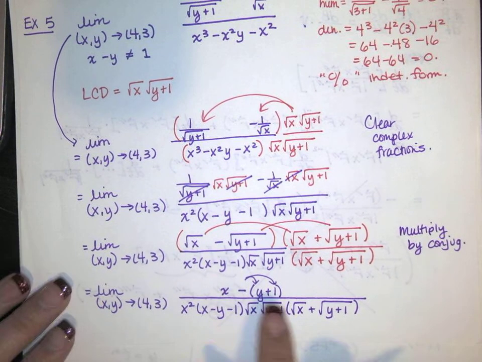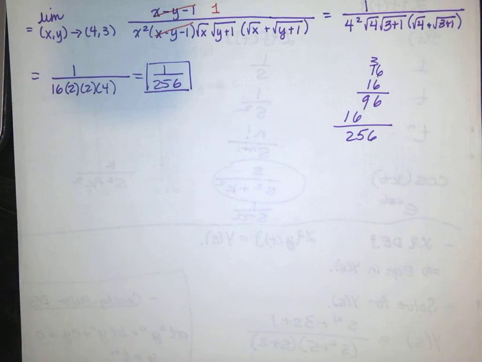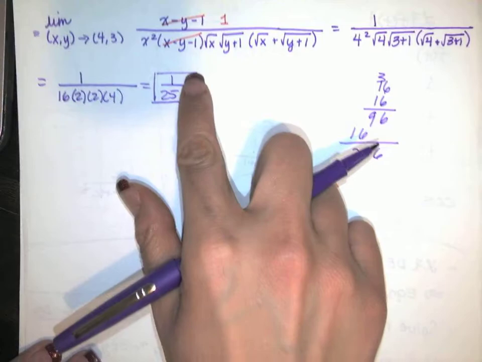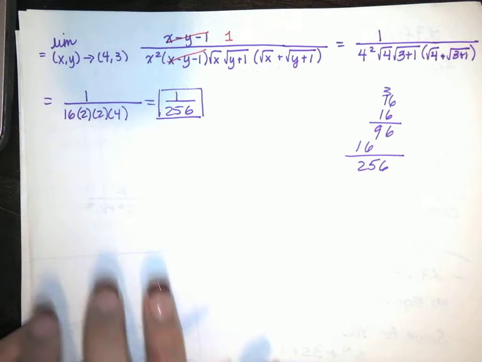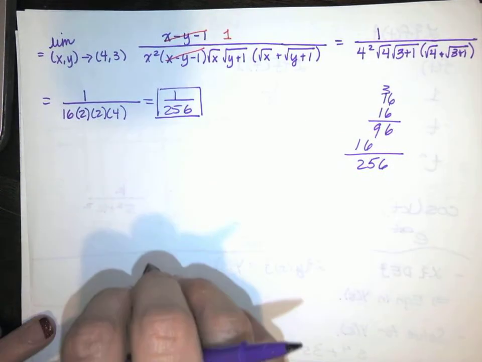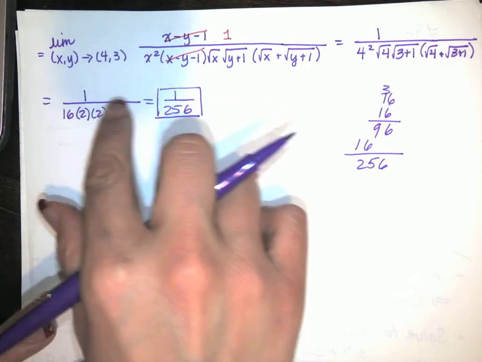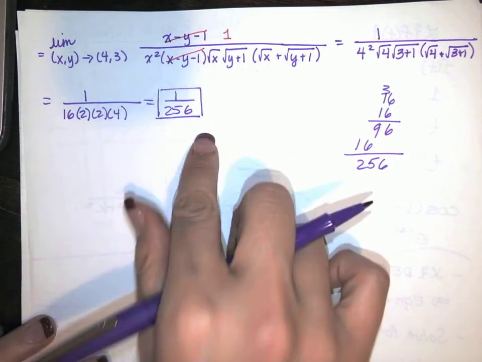And then, once we multiplied by the conjugate and distributed, we saw we had a common factor, so we had to reduce common factors. Finally, we were at a point where the function that was left after simplification was continuous. So we just plugged in x equals 4 and y equals 3, and we got this number.